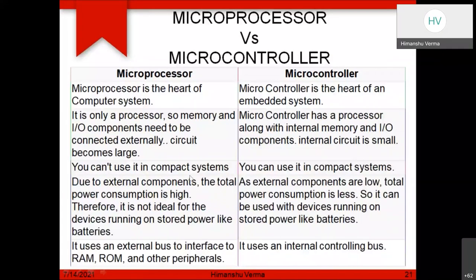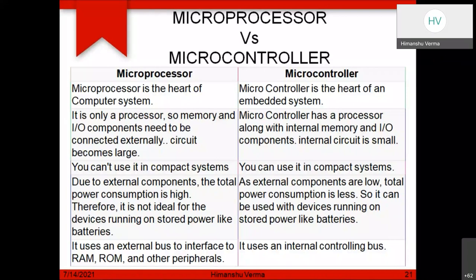The next one is that we cannot use a microprocessor in a compact system. The reason is that, as we discussed, a microprocessor requires more power. Also, it is very fast, so the computation speed generates a lot of heat. If we do not provide some cooling mechanism in the form of heat sinks or maybe a cooling fan, it can melt itself or damage the whole circuitry.